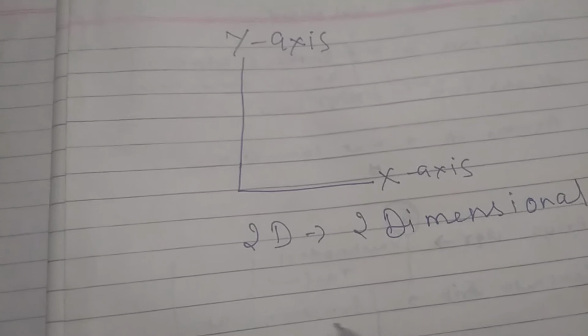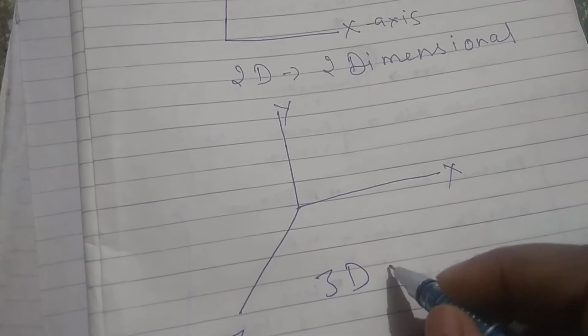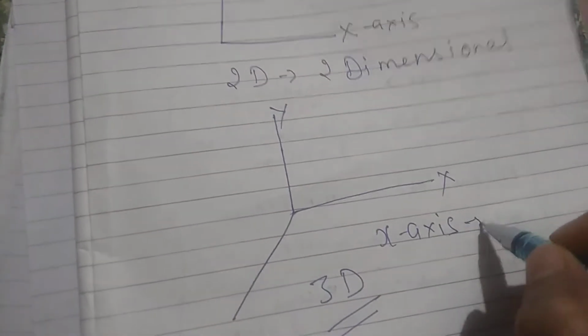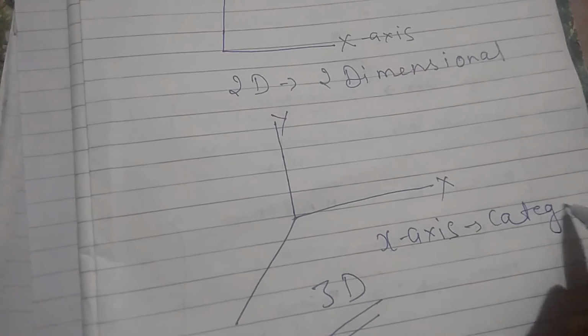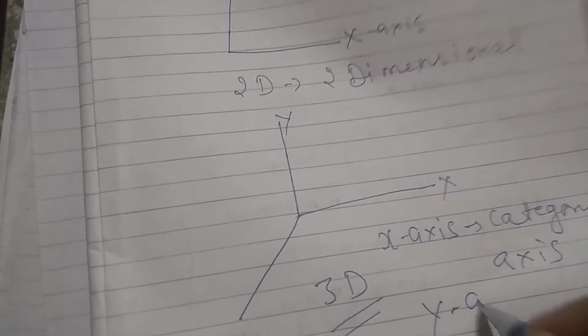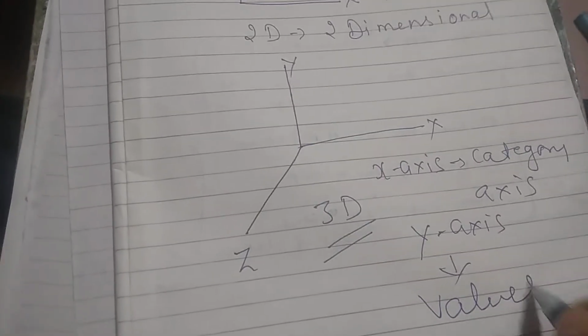But if we are creating a chart on the basis of three axes, like this, y, x, and one more axis, z, so this is the x axis, this is the y axis, and this is the z axis, then this type of chart is called a 3D chart. It means a three-dimensional chart. The x axis is also called the category axis, and the y axis is also called the value axis, because generally we show the values on the y axis.